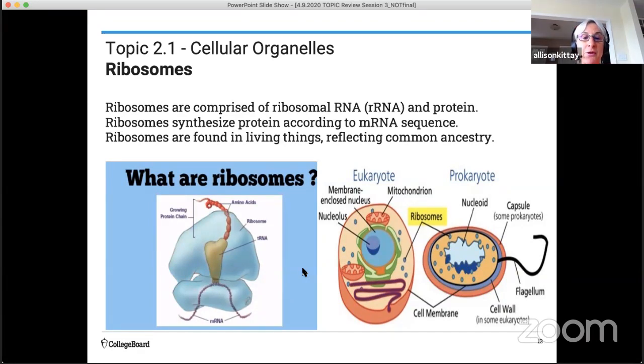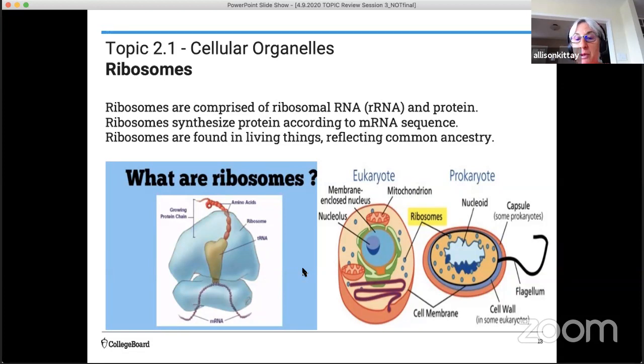And if you look at that third bullet point, the reason that ribosomes are so important is they are found in all living things. Every cell has a ribosome, and this reflects its common ancestry. So if you look at my image on the lower right-hand side, I've got two types of cells. I've got eukaryotic cells and prokaryotic cells. Eukaryotic cells have a membrane-bound nucleus, and prokaryotic cells simply have a nucleoid region. But you can see that they both have ribosomes.